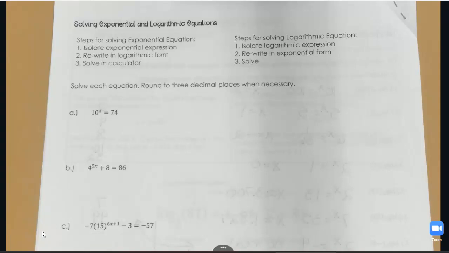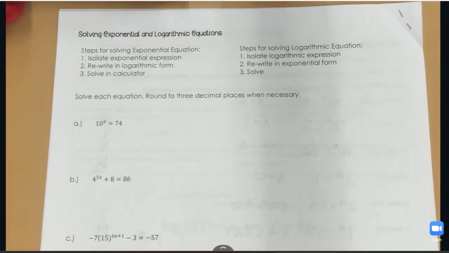Welcome back to part 2 of inverse operations. We are going to end it out with solving log and exponential equations.